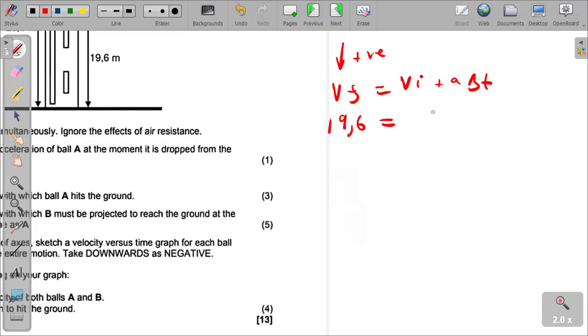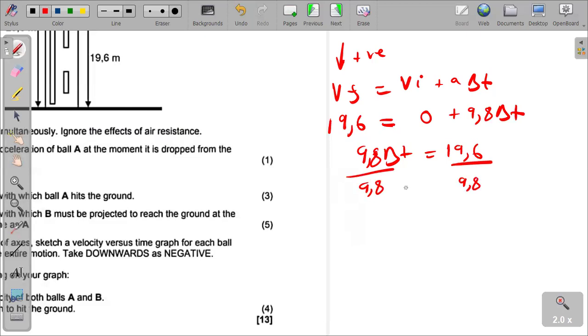Because we know it is the same time as the time for ball B. So we are saying 0 plus 9.8 delta T, so that's 9.8 delta T is equal to 19.6. Therefore, divide by 9.8, divide by 9.8. So we end up having delta T being equal to 2 seconds. All right, so this is the time that it takes for ball A to hit the ground.